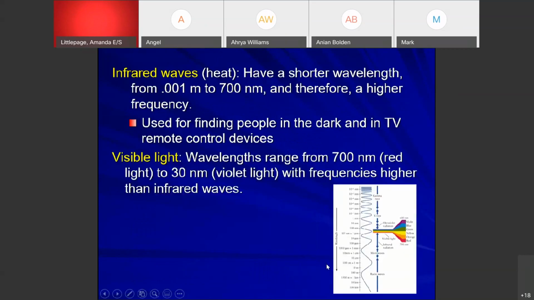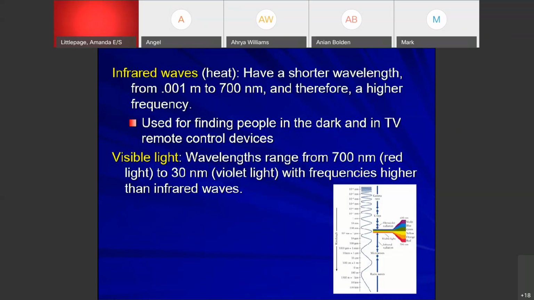What about infrared waves? They come next. They have a shorter wavelength, and they do have a higher frequency when compared to radio waves. They can be used for finding people in the dark, also in TV remote controls. So if you have your TV remote, right, you point at the TV, press the power button, volume, whatever, well, how does the signal travel? It's an infrared wave.